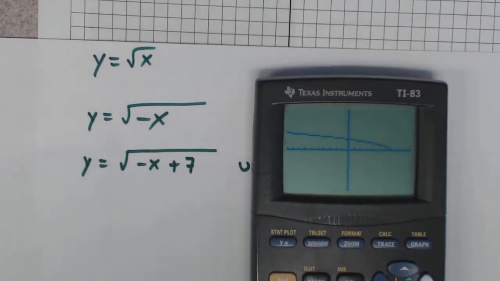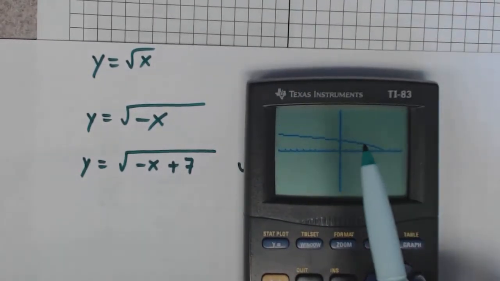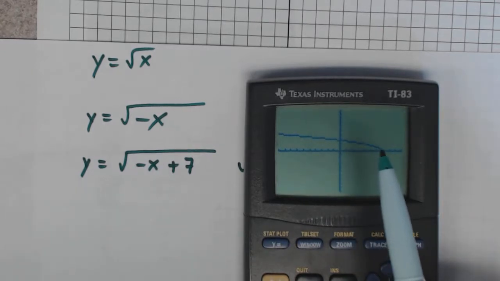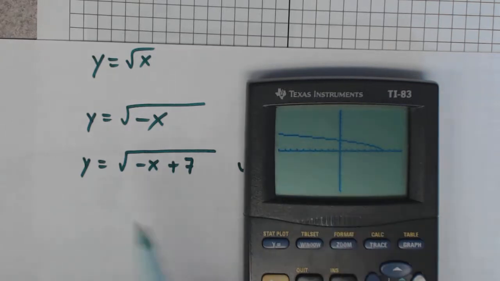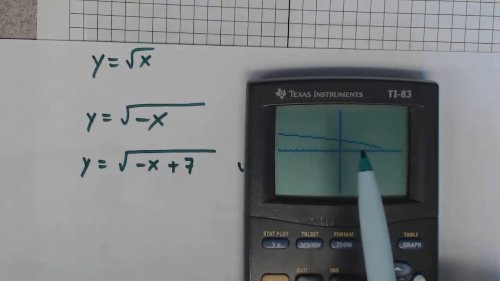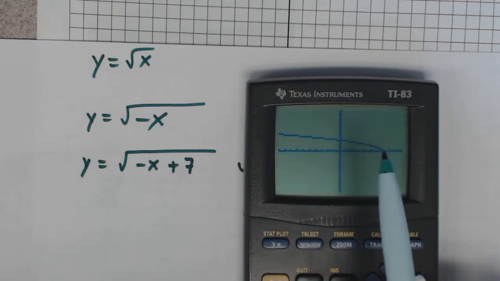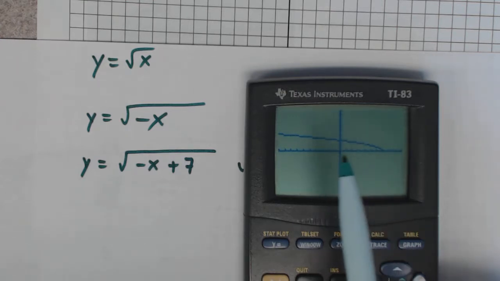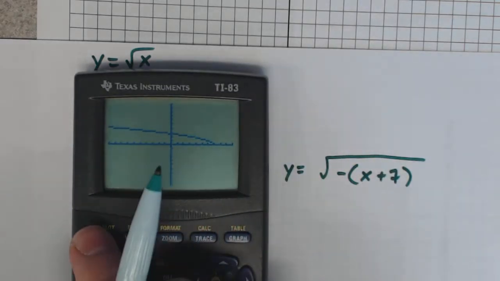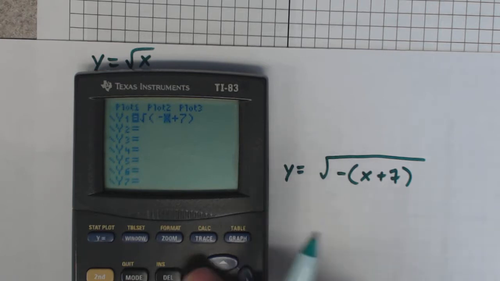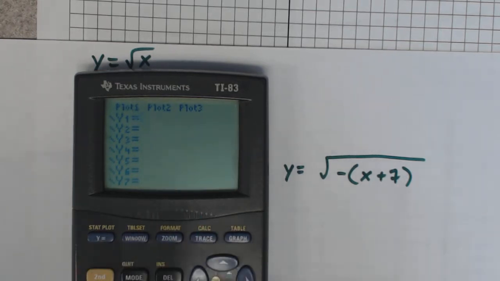Well, that reflected it across the y-axis. It's going that way now. But look, it actually moved it plus 7 units that way. So the idea is that if you do it like this, it moved it 7 to the right. We don't want to do that. We want to move 7 to the left. So check this out. Let's put the square root in. Negative parentheses x plus 7.